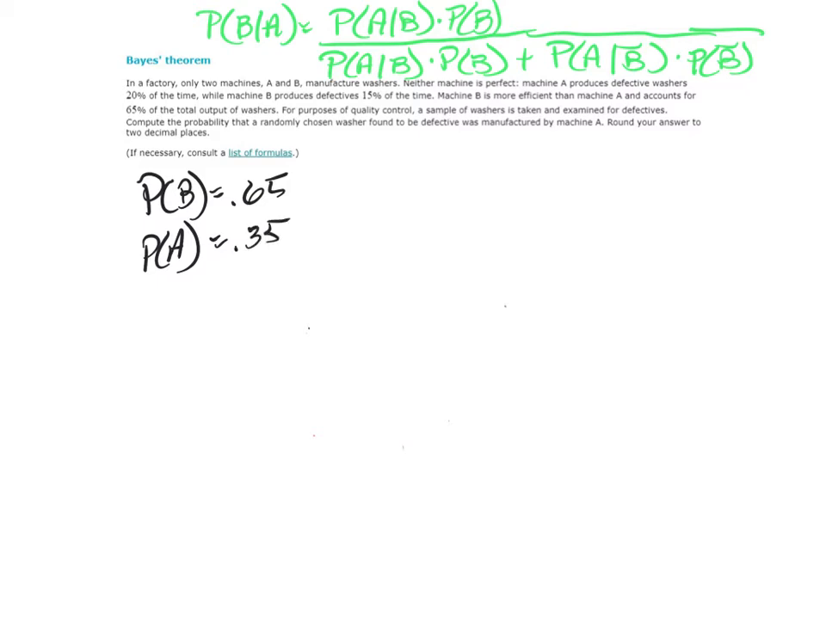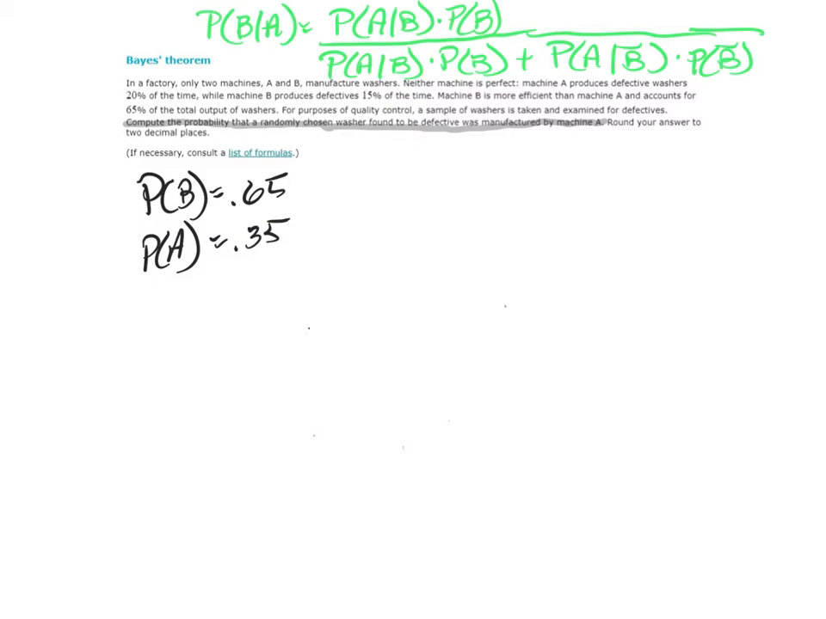For the purposes of quality control, a simple washer is taken and examined for defect. Compute the probability that a randomly chosen washer found to be defective was manufactured by A. All right, so here's what you got to be able to do. You got to be able to take this sentence and write a probability equation for it.